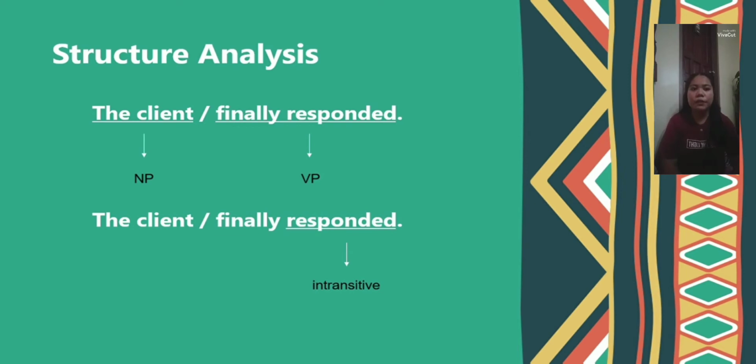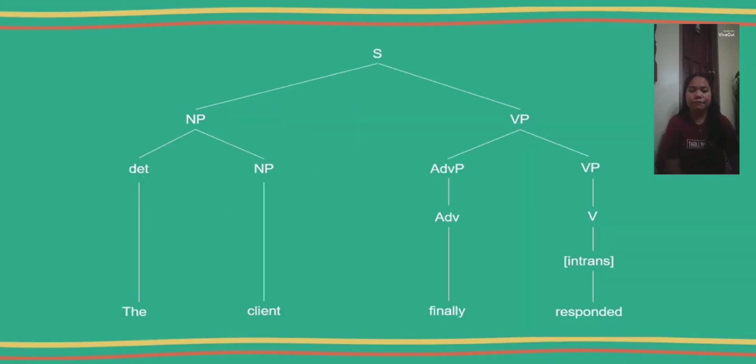Since we have already cut the sentence, next we identify what type of verb is used. In the sentence, the word responded is intransitive. The word finally is an adverb, so now we have a verb phrase. Next, the word the is the determiner and client is a noun, so we have the client as a noun phrase.